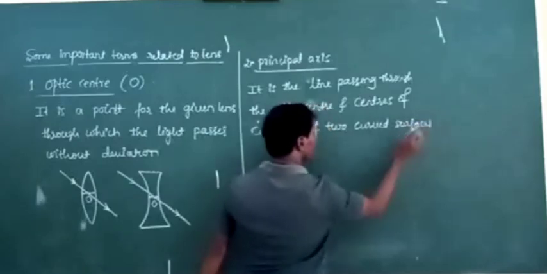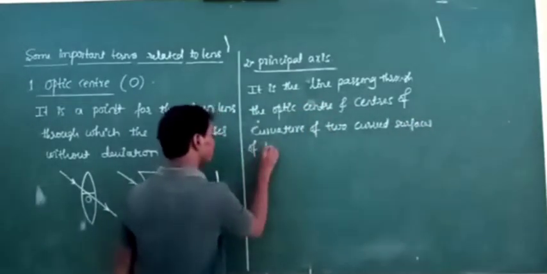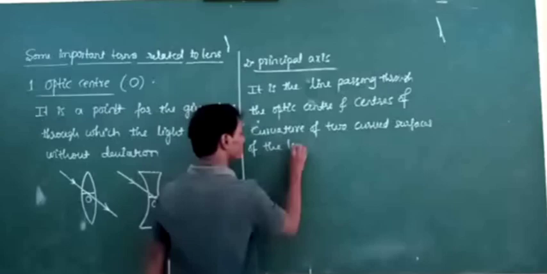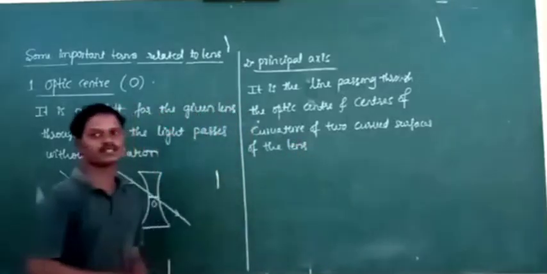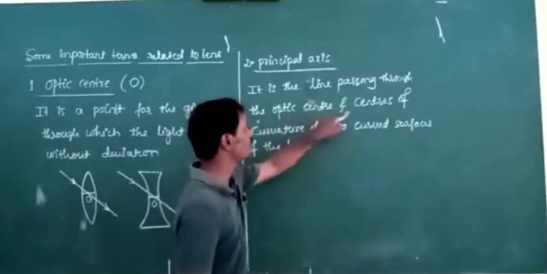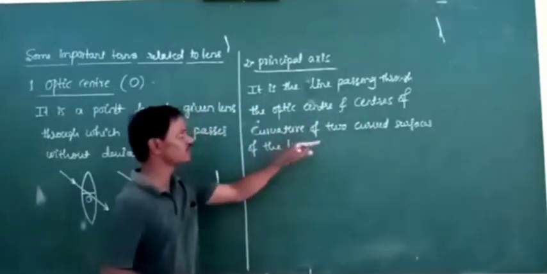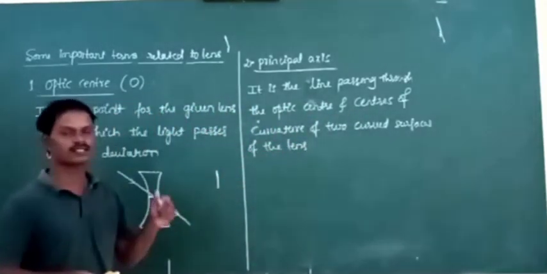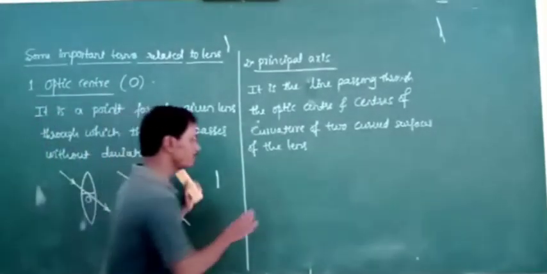Two curved surfaces of the lens, whether it may be convex lens or concave lens. What is the principal axis here? It is the line passing through the optic center and the centers of curvature of two curved surfaces of the lens.